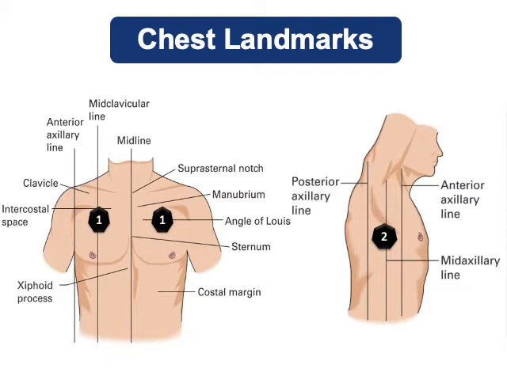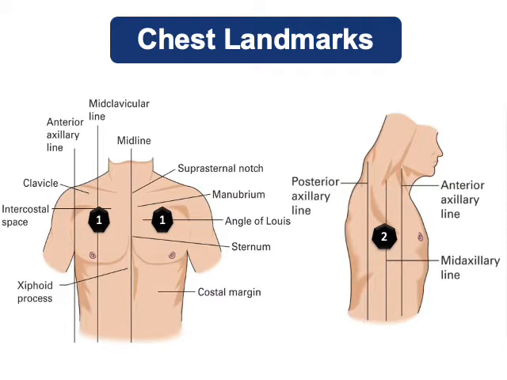Have the person open their mouth. Have the person take a breath in and out. Listen to air moving through their lungs. Listen for any abnormal breath sounds. Next, you're going to go to number two here. It's the mid-axillary line here, and it's the fourth, fifth, or sixth vertebrae at the mid-axillary line, and you're going to do the same thing.